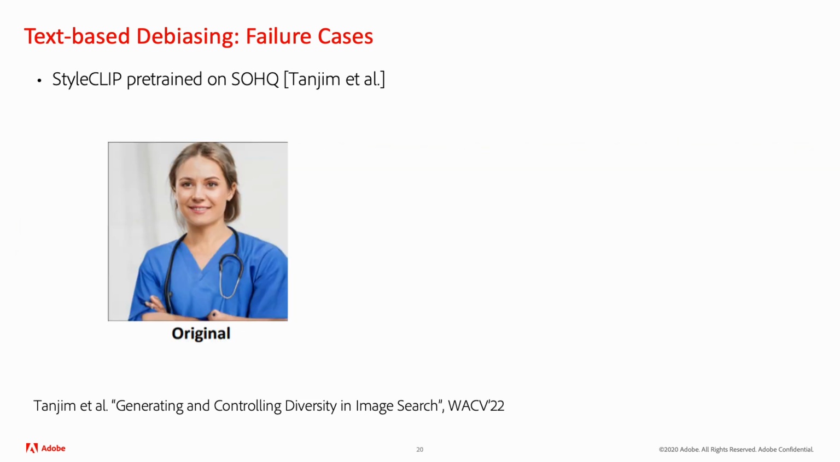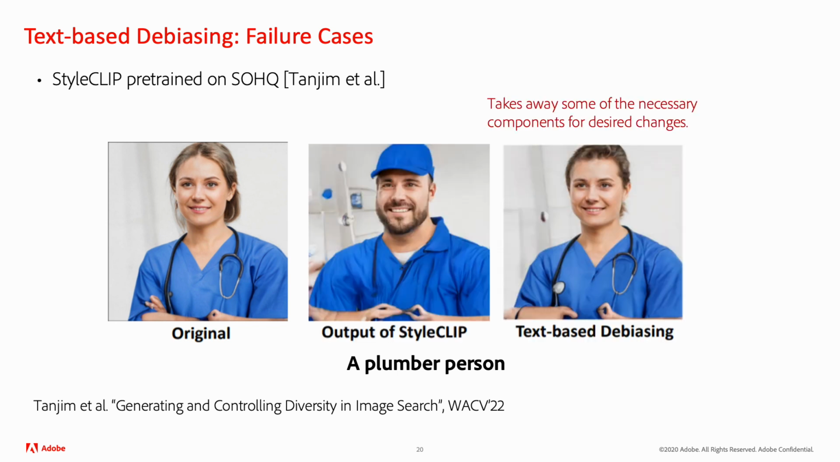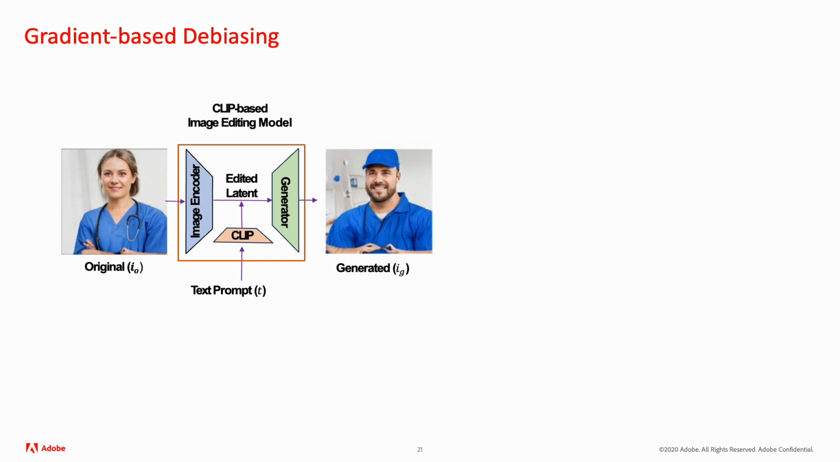And this is also true for complex images such as shown here, where there are a lot of changes for attire and in the background, and the text-based debiasing simply doesn't work. So this leads us to our proposed technique called gradient-based debiasing.